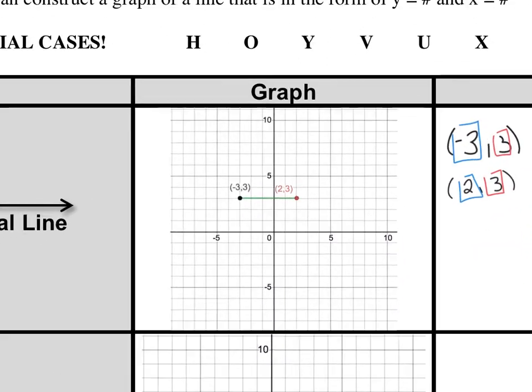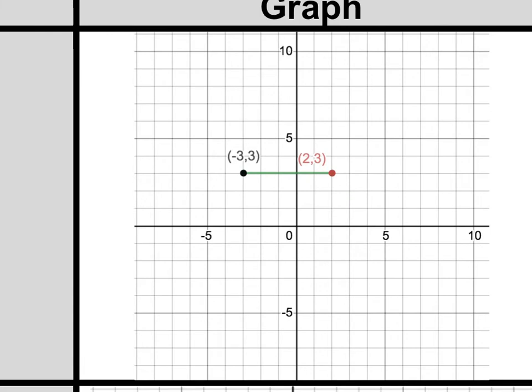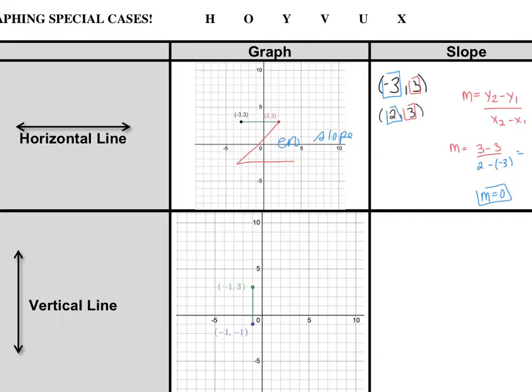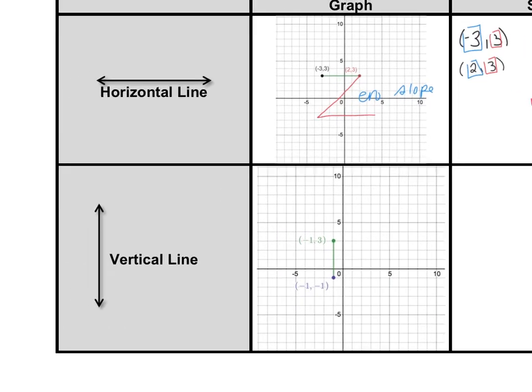If I ever ask you to find the slope and you just want to do a quick little thing, I know that the slope of this line is 0 because I can draw a z. And that just means 0 slope. Perfect. Let's go on to our next example, where we have a vertical line.